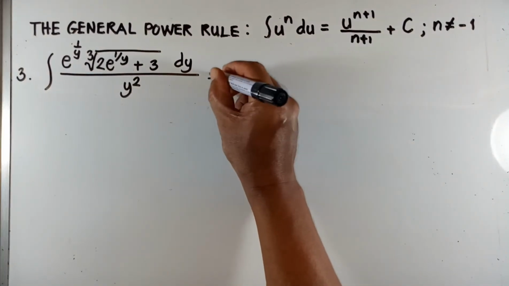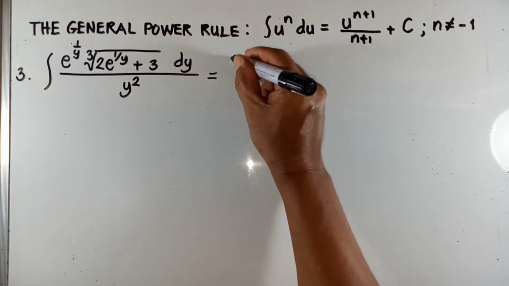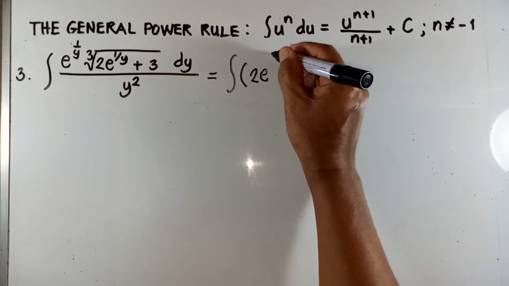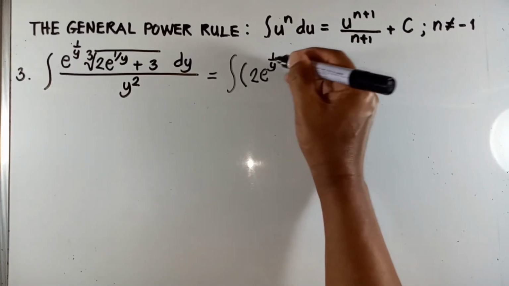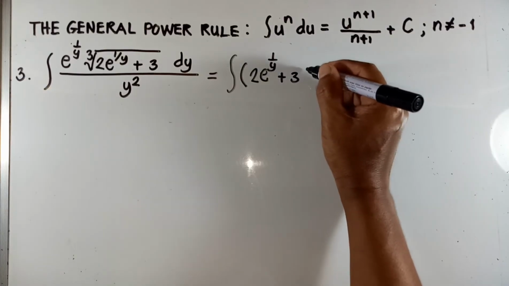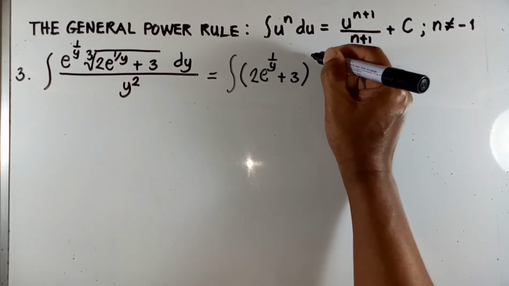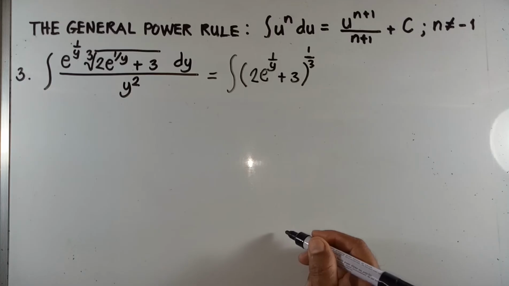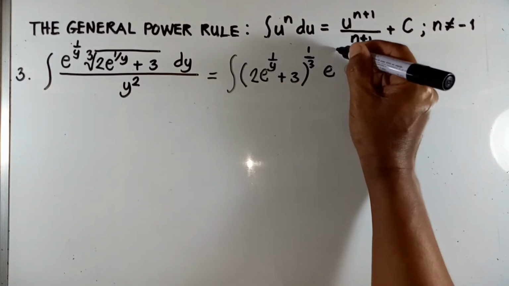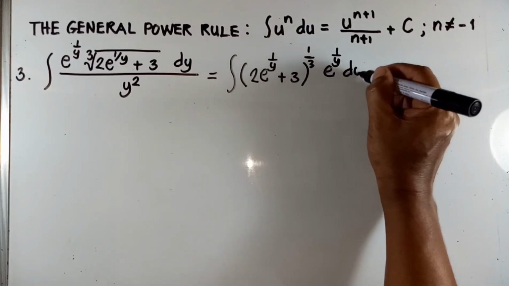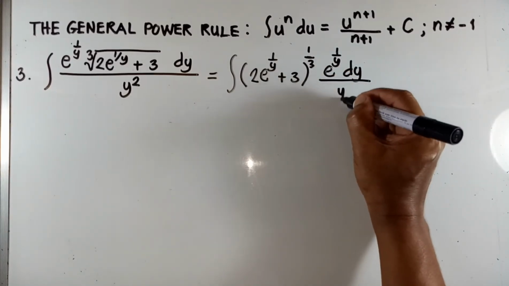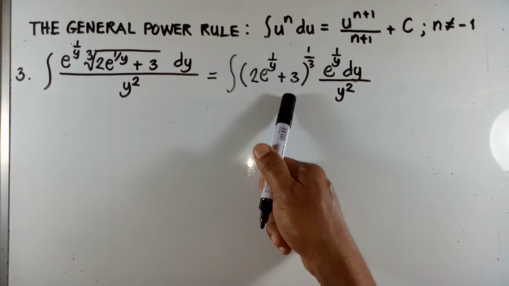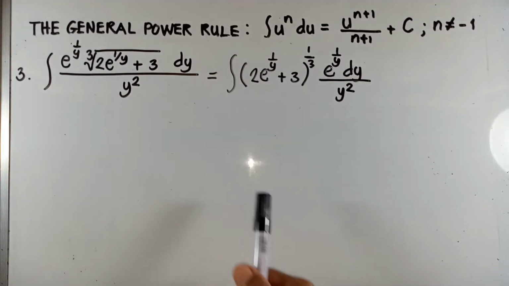So this is equal to the integral of 2 and then times e raised to 1 over y and then plus 3 and then cube root means raised to 1/3. Raised to 1/3 and then we have e raised to 1 over y dy divided by y squared. So yung u natin ay yung base 2 e raised to 1 over y plus 3 at yung n natin ay 1/3.